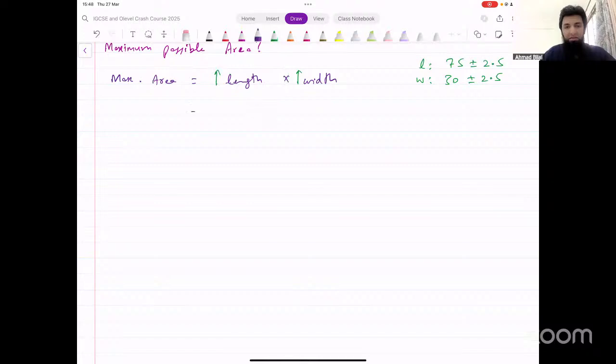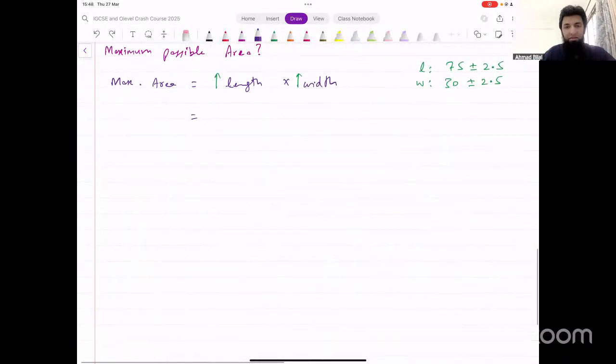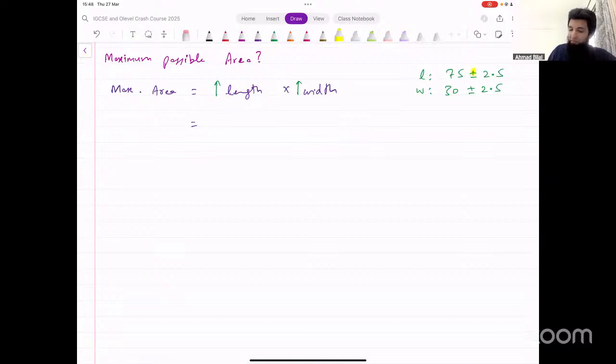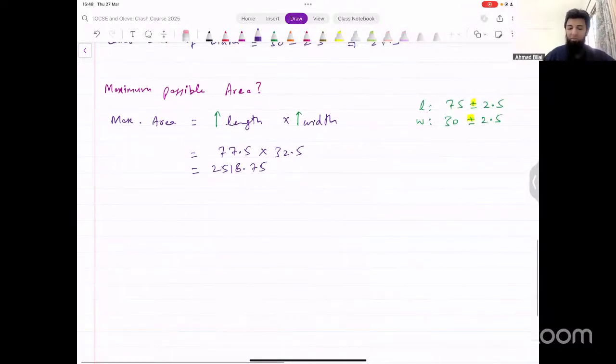What's the maximum possible length that we've got? That's the upper bound of the length, right? 77.5. So we use this one, 75 plus 2.5. In this case, that's 77.5 times the maximum possible width, that's 30 plus 2.5, which is 32.5. You multiply these two numbers, and that's going to give you the maximum possible area of this rectangle. 77.5 times 32.5 gives me 2518.75. That's the maximum possible area we could have in this case.